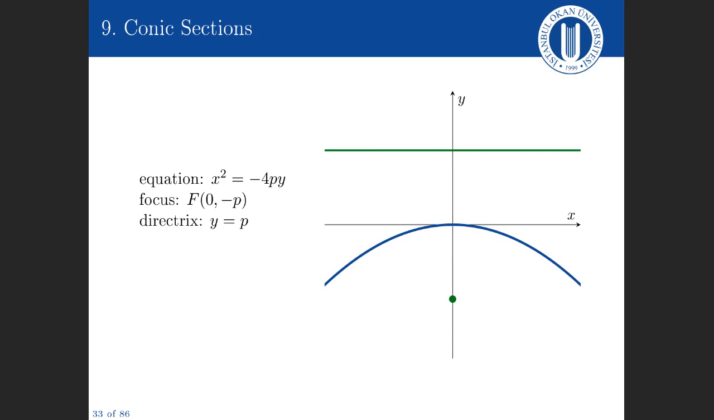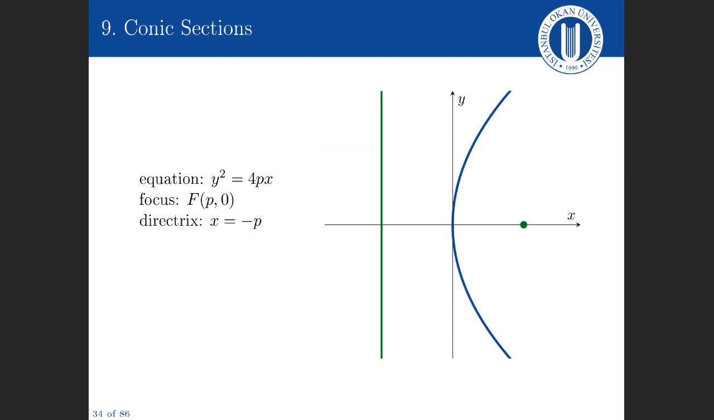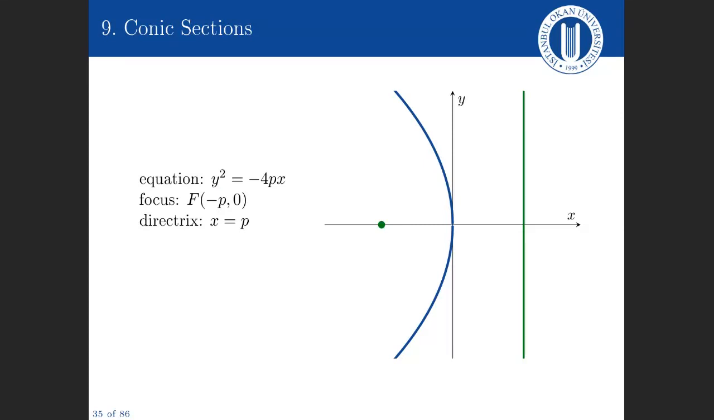Or we might have a parabola which opens to the right. Take the first parabola I showed you and swap x and y. So it opens in the x direction instead of in the y direction. Now we have y squared is equal to 4px instead of x squared is equal to 4py. The focus is now at x is p, y is 0, and the directrix is now x is equal to minus p. Or we could flip this picture horizontally, multiply everything by minus 1, to get a parabola which opens to the left. This is y squared is equal to minus 4px. The focus is at (minus p, 0), and the directrix is x is equal to p.